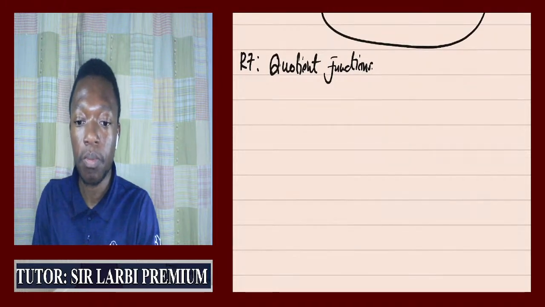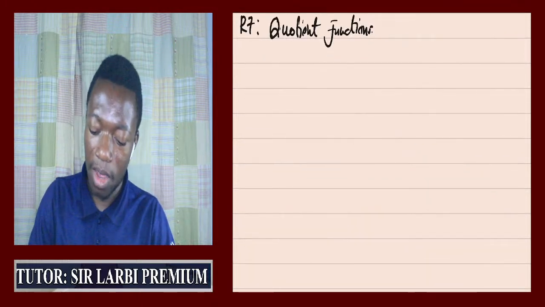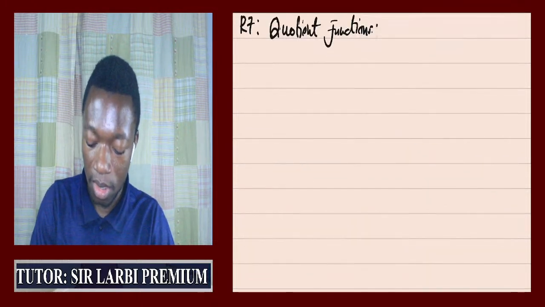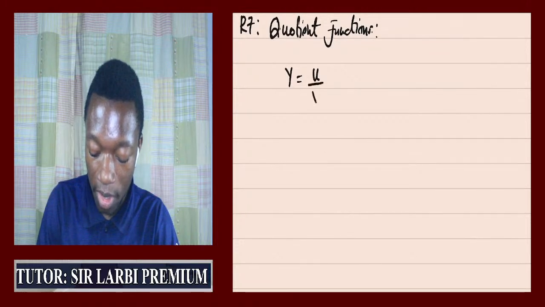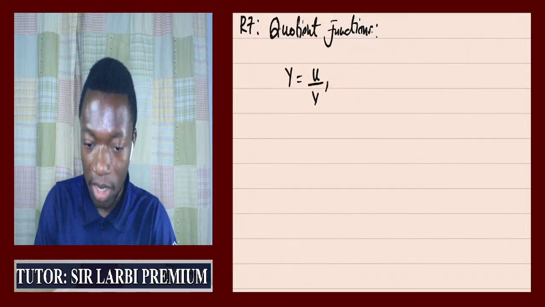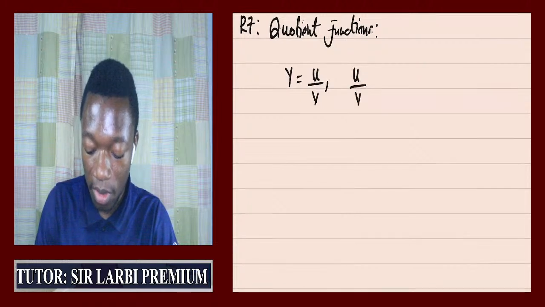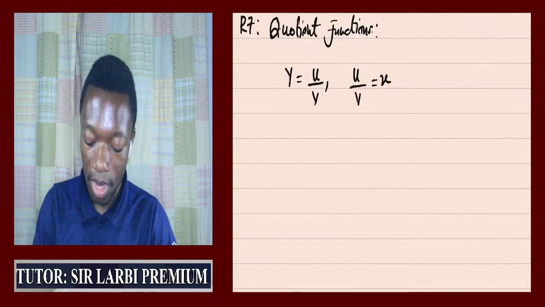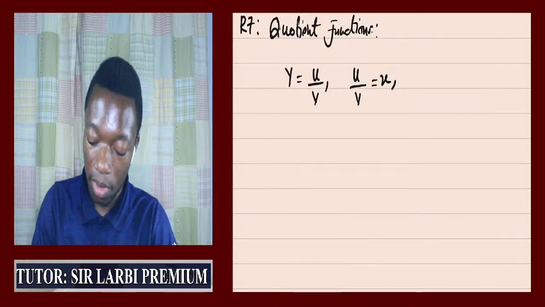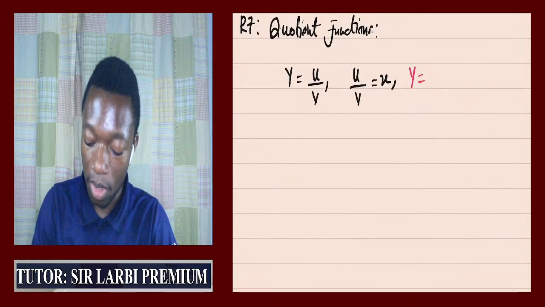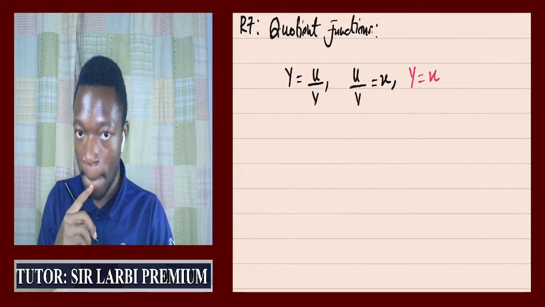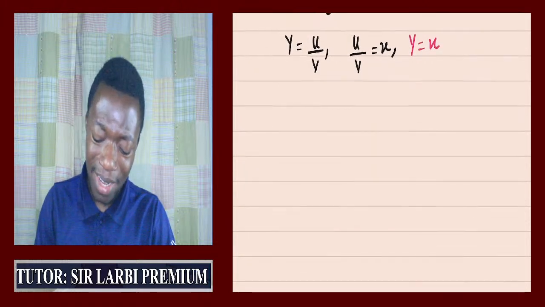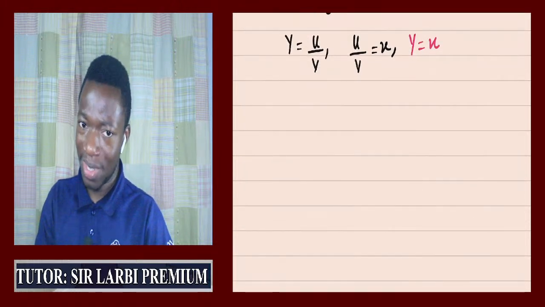So now let's say we have two functions where y is equal to u over v. Right? And then u over v is also a function of x. Then we can conclude that we let y also be equal to a function of x, as we did in the case of the product function. Are you following? Right.